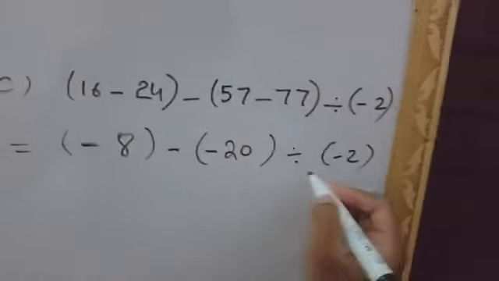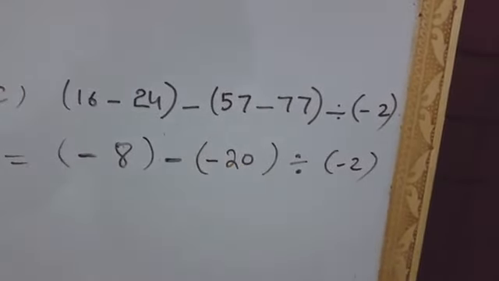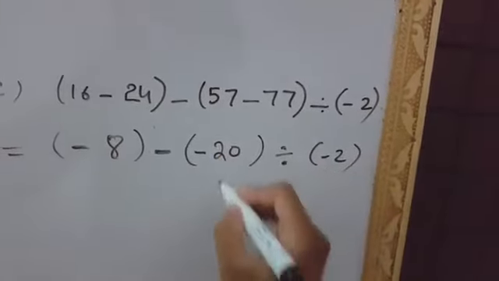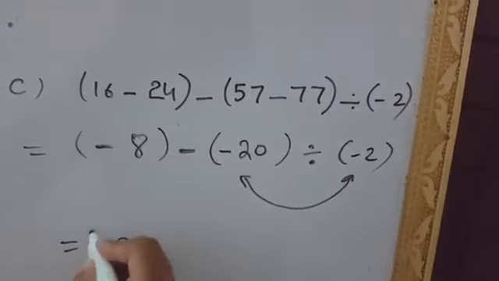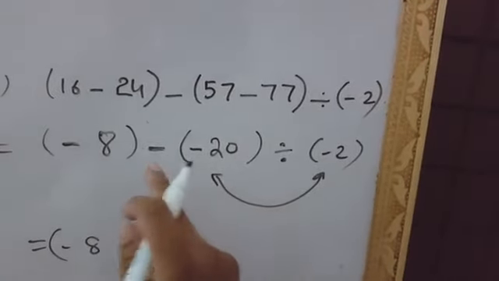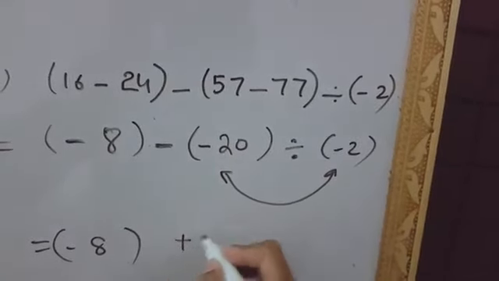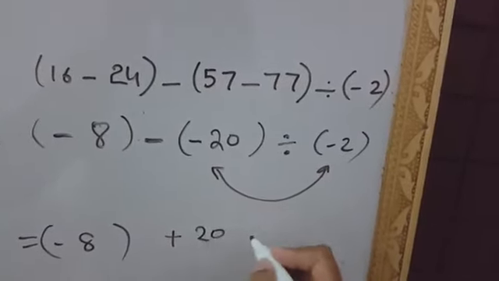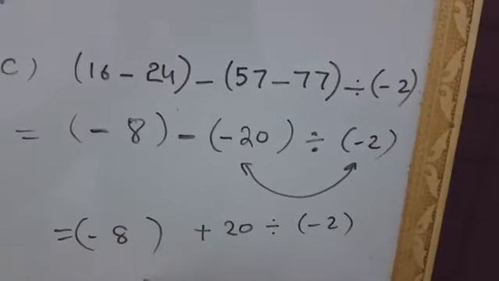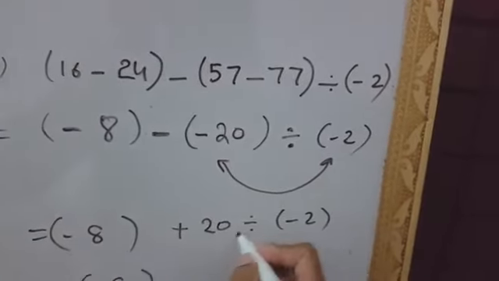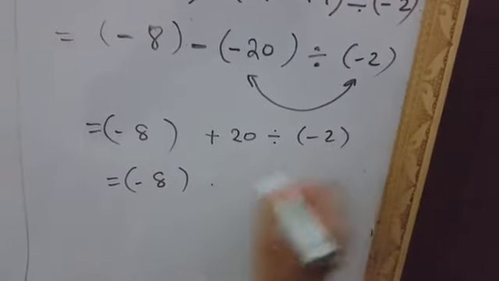And the division sign will be given preference. First of all, this sign will be given preference after solving the division sign. So both of these things will be solved first. Minus 8 will remain as it is, and first of all enter this sign. Inside this sign it will change into plus 20, and here is minus 2. So minus 8 will stay as it is, and the division sign will be performed first of all, and 20 will be divided by minus 2.